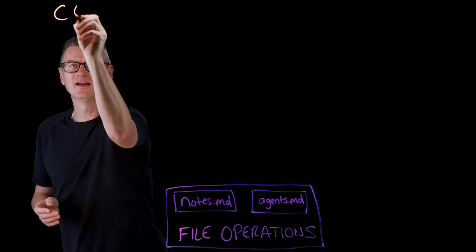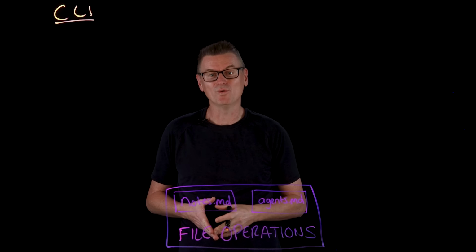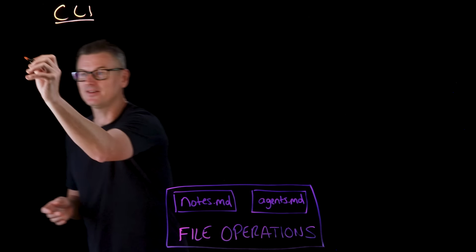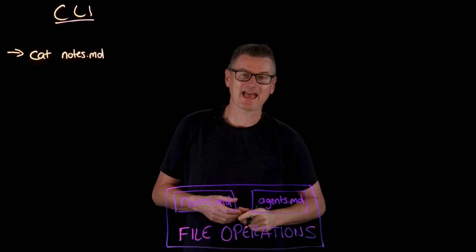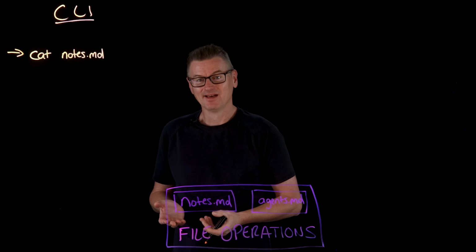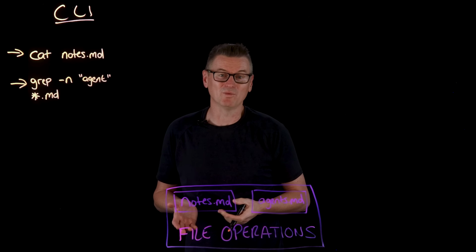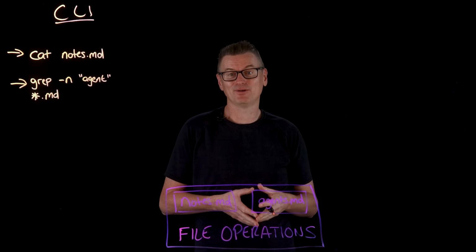Now, I put in two separate requests to an AI coding agent, one requesting it use the CLI to do that task, and the other requesting it use MCP. For the CLI approach, the agent ended up using two bash commands. The first was cat notes.md to dump the contents of a file to standard output. And then it used grep to search for the word agent across both markdown files.